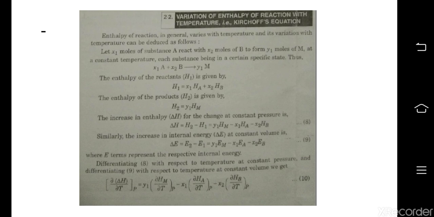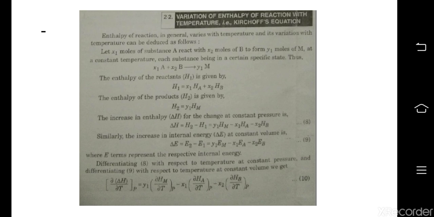We will write the enthalpy of the reactants as H1. So H1 is x1 HA plus x2 HB. And the enthalpy of the products we will write as H2, which is y1 Hm. The increase in enthalpy delta H is given by the difference of the enthalpy of the product minus the enthalpy of the reactant. So we write equation 8, that is equal to y1 Hm minus x1 Ha minus x2 Hb.